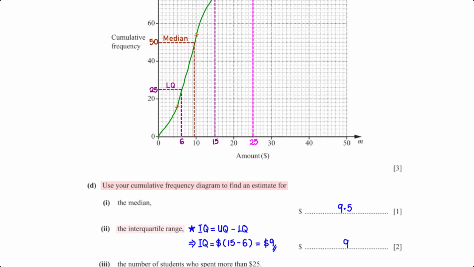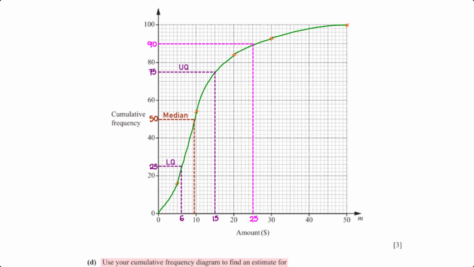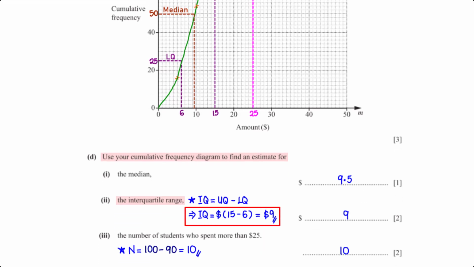Find an estimate for the interquartile range. The interquartile range is equal to the upper quartile minus the lower quartile. To get the upper quartile, we map 3/4 of 100, which is 75, on the diagram. This gives us $15. To get the lower quartile, we map 1/4 of 100, which is 25, on the diagram. This gives us $6. 15 minus $6 is $9.